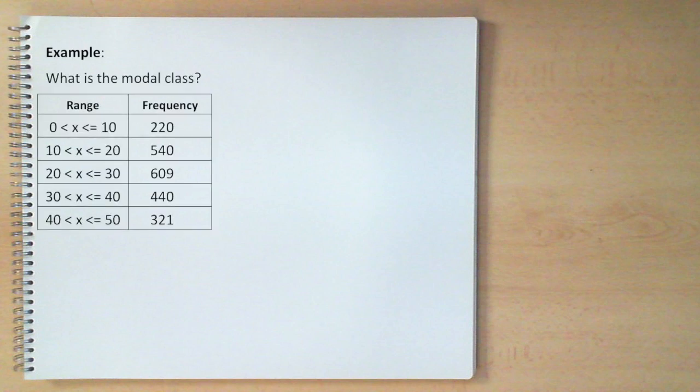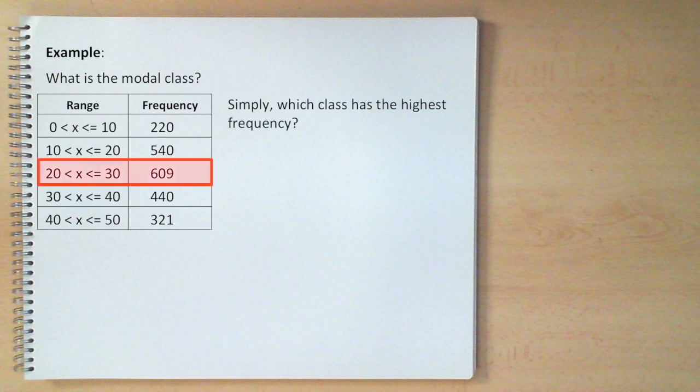So here's our example again. Here's the same frequency table, which is the modal class. Simply put, it's the class that has the highest frequency. That's very easy to see. It's the one that's 609. So the modal class is the class of 20 to 30.